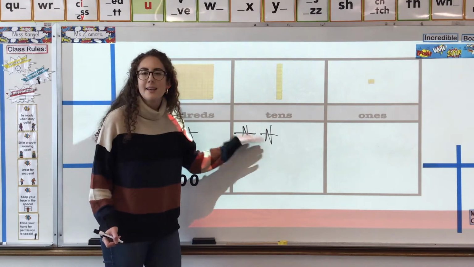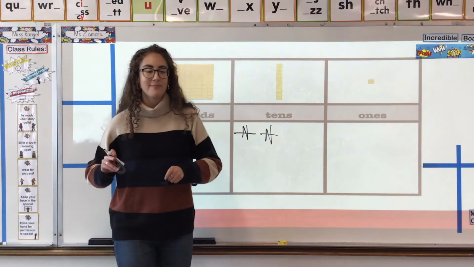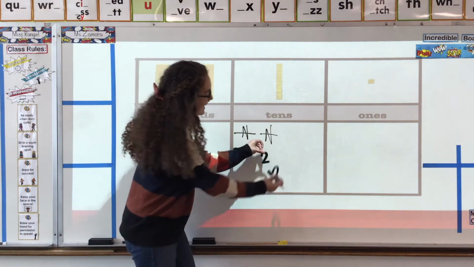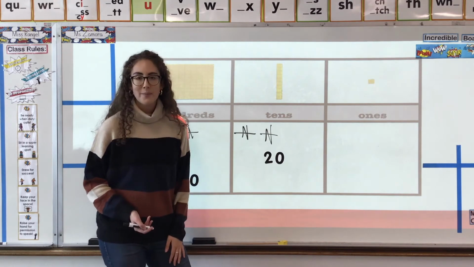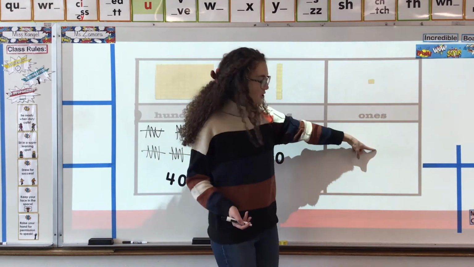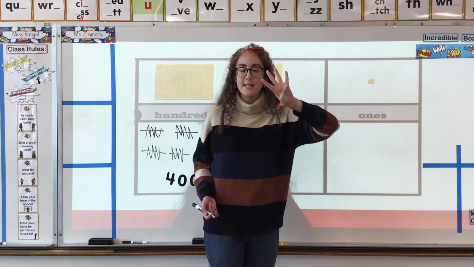What number is 2 tens? How much is 2 tens? That is 20. 2 tens equals 20. Okay, let's move on to the ones. I want us to draw 4 ones.